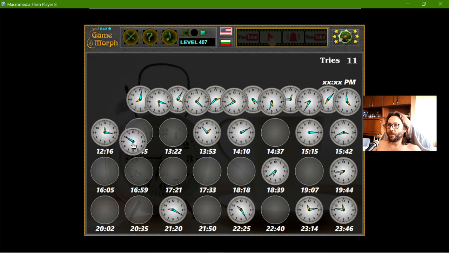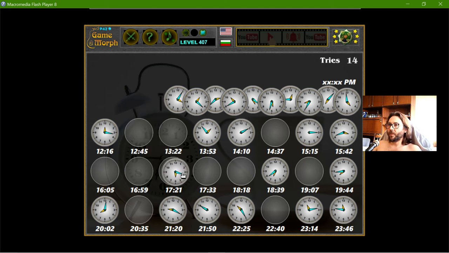Then I have 10. What is this? 50 past 10. Ah, 10 should be actually. Of course, it's not there. The arrows are a little confusing. Alright. This is 2 past 8. 8 should be 22. There we go.